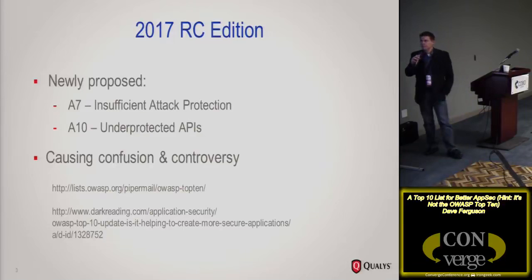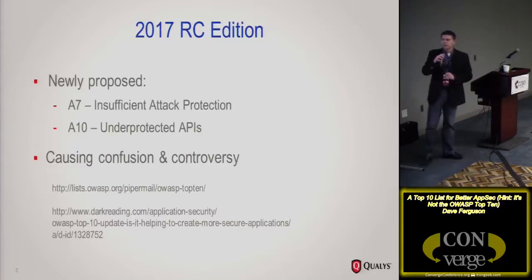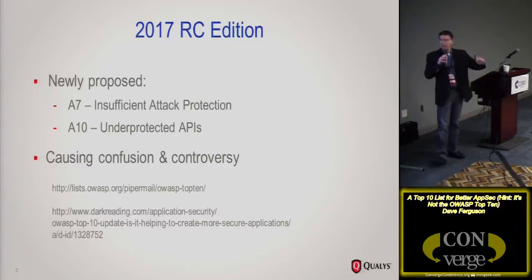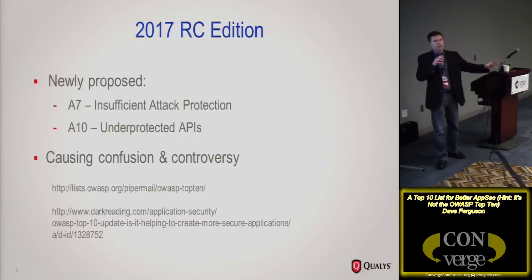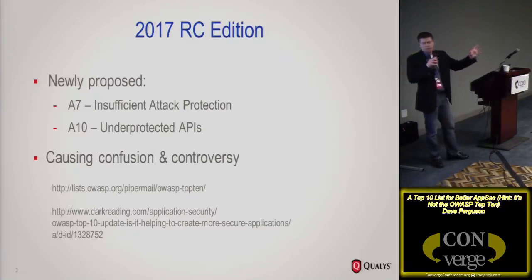So let me talk about A10 for a minute, underprotected APIs. This is kind of interesting as well because it's not a vulnerability. It's basically saying, okay, A1 through A9, those apply also to APIs. So both of these are just a different way of dealing with this.